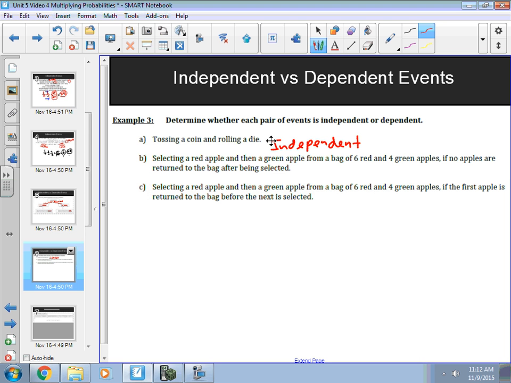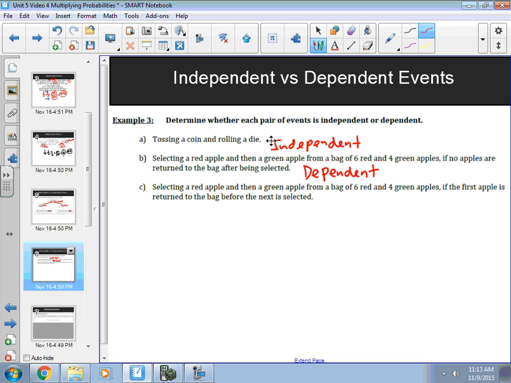In B, it says selecting a red apple, then a green apple from a bag that contains 6 red and 4 green apples, if no apples are returned to the bag after being selected. Well, if you're taking one apple out, then your choice for the next apple is affected because the total is not the same anymore. So we would say this is a dependent event. When you take something out and do not return it, then the next probability is going to be different.